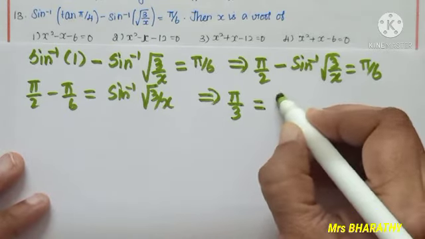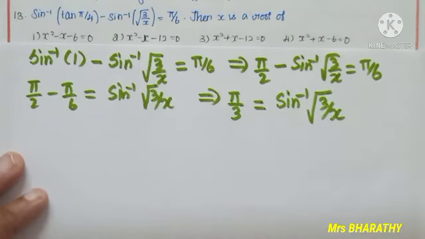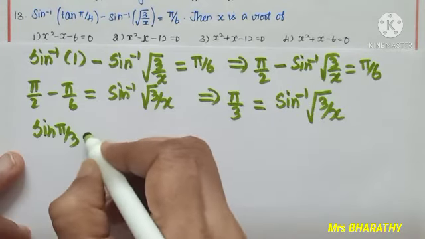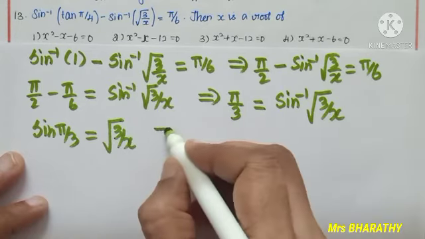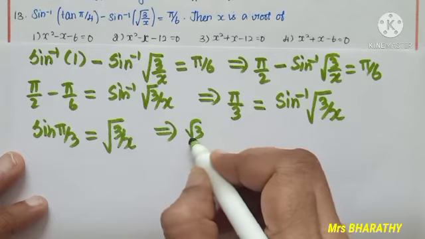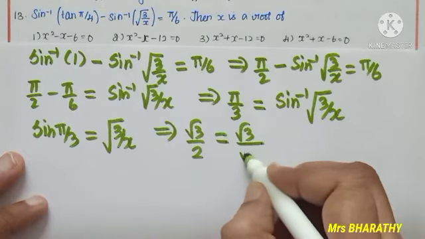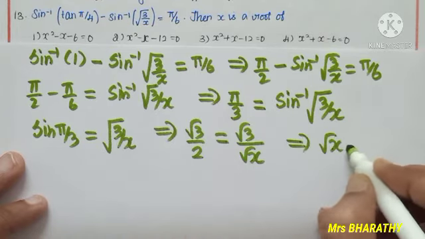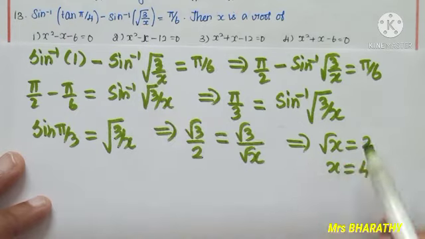Pi by 3 equals sine inverse root of 3 by x. Bringing sine to the left, sine pi by 3 equals root of 3 by x. And we know sine pi by 3 is root 3 by 2. Here I split it as root 3 by root x. As I compare, I get root x as 2, or x is equal to 4. Check for which equation 4 is the root.